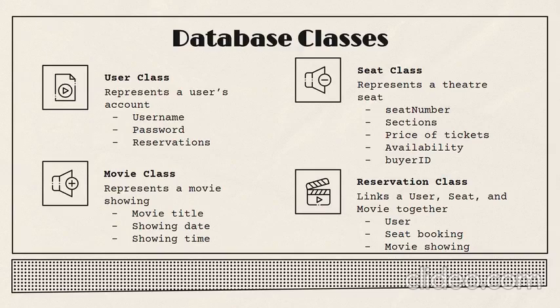The seat class, which represents a theater seat. So it would have its seat number, and the two sections in the movie theater, a regular section and a section for events, where in the regular section you could book individual seats and as many seats as you like. And for the section for events, only a row would be able to be booked. The price of tickets, which changed per section, the availability of a seat, and the buyer ID. For the reservation class, it linked all of it together. So it had a user, a seat booking, and a movie showing.